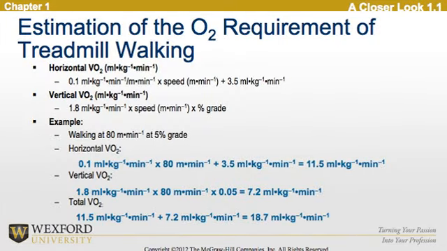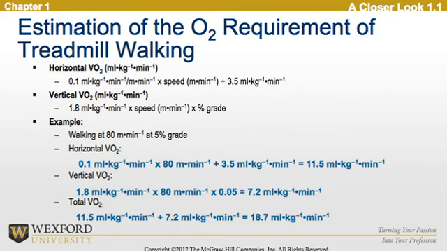Now if we take a closer look at the estimation of the O2 requirement of treadmill walking, we'll see that we have a horizontal component and a vertical component. So for the horizontal VO2, again we have 0.1 milliliters per kilogram per minute times the speed, which again is in meters per minute, plus 3.5 milliliters per kilogram per minute.